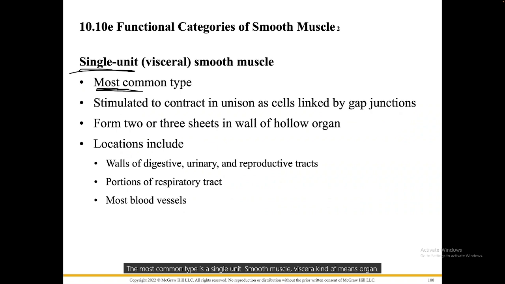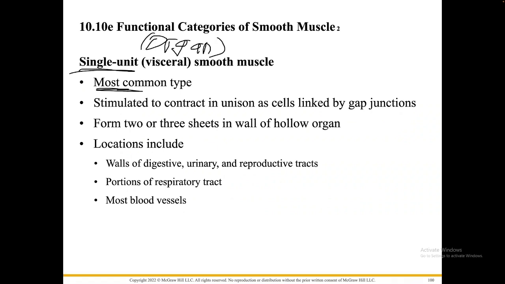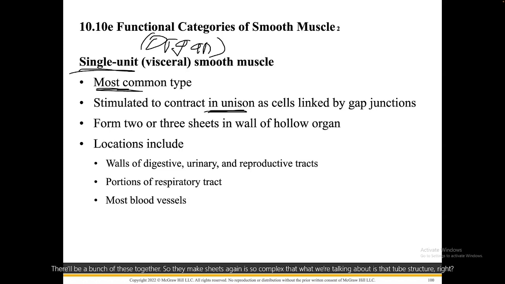Viscera kind of means organ. Remember that from chapter 1? We had a visceral peritoneum, the structure right on the organs that are in your stomach. And most of these are single unit smooth muscle. Here the cells act by themselves. There'll be a bunch of these together, so they make sheets.